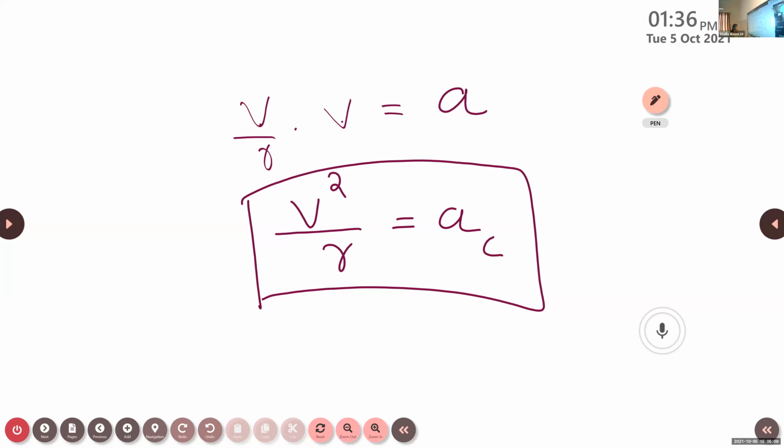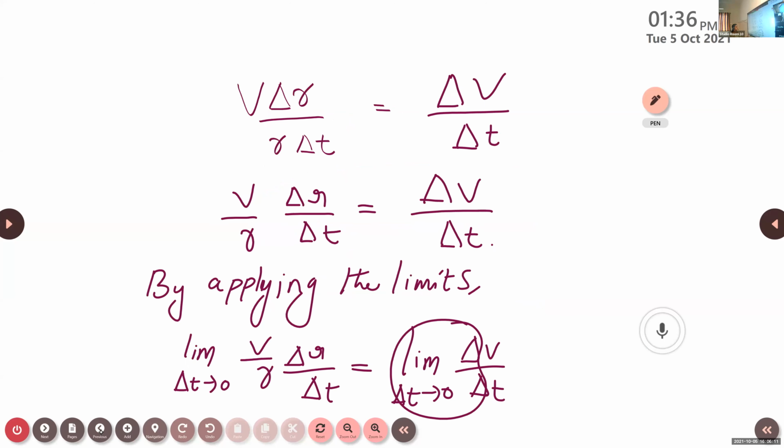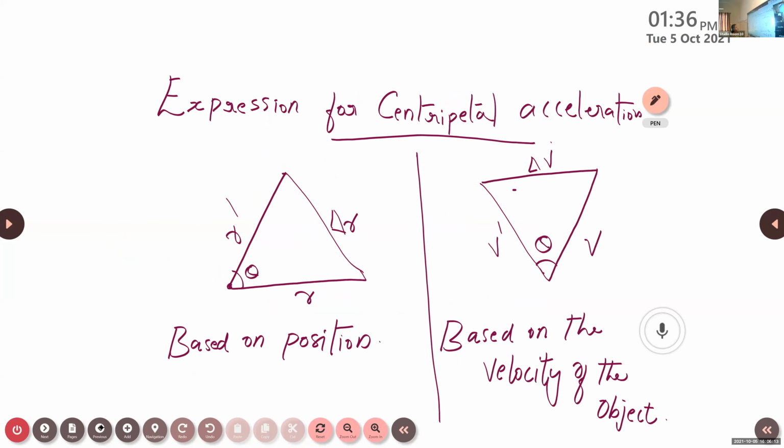Okay, so once again I will explain all the steps. Here we are deriving the expression for the centripetal acceleration. In order to explain the centripetal acceleration, we consider two triangles. One is based on the position and the other is based on the velocity of the object.